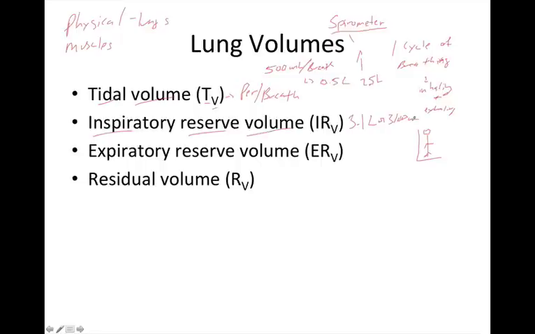If you're a little woman, these values are going to be smaller. If you're Shaquille O'Neal, these values are going to be bigger just because Shaq's a large American.